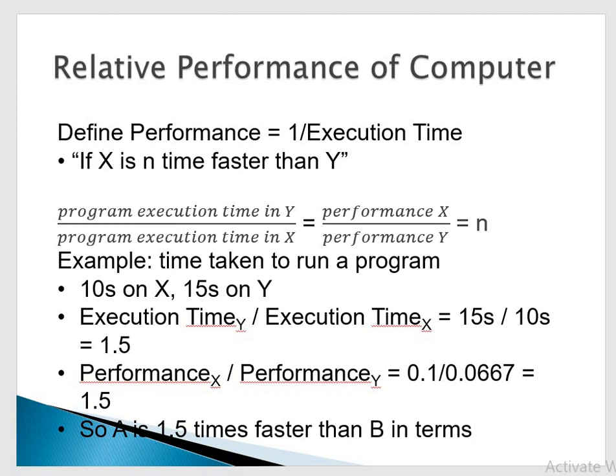Now if we say that X is n times faster than Y, the meaning of this is that the value of n will always be greater than 1. How? We will discuss this with an example.